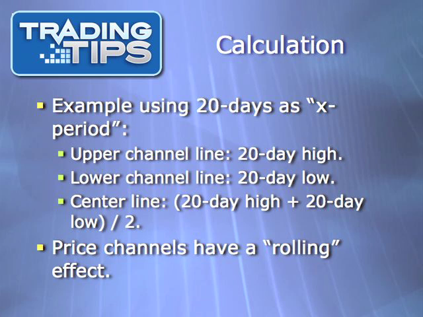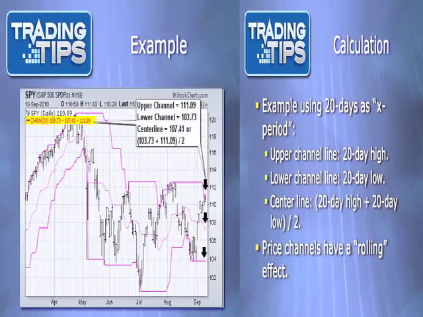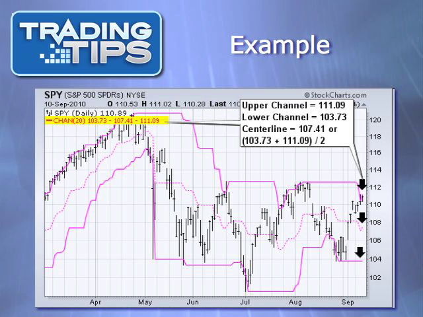However, it should be noted that price channels do not include the current period. Price channels are based on prices prior to the current period. Here is an example of price channels applied to the S&P 500. Once again, notice the rolling effect.